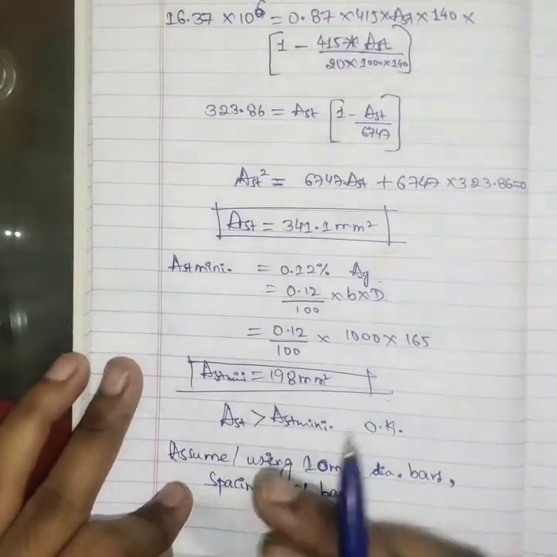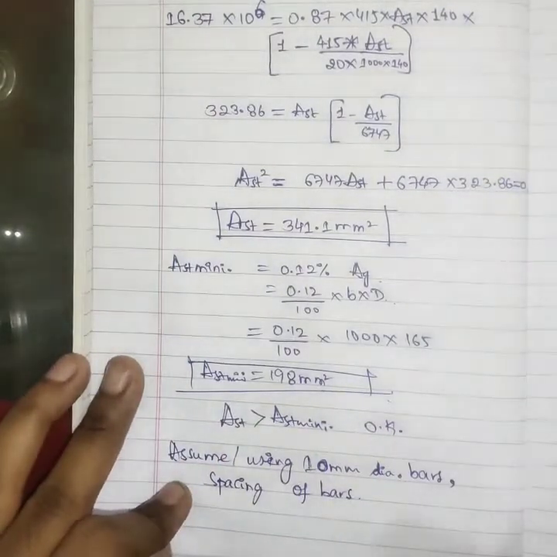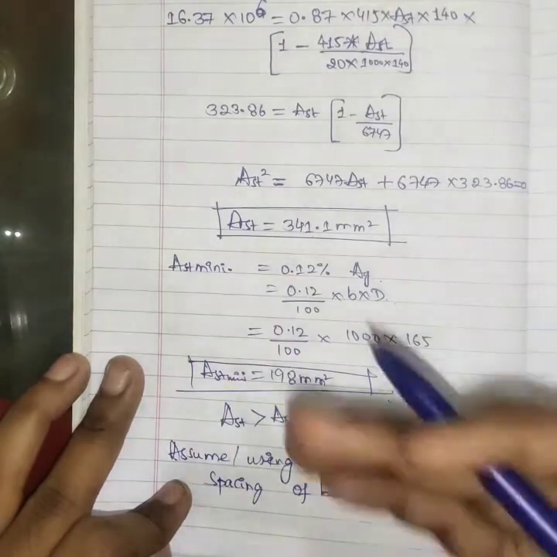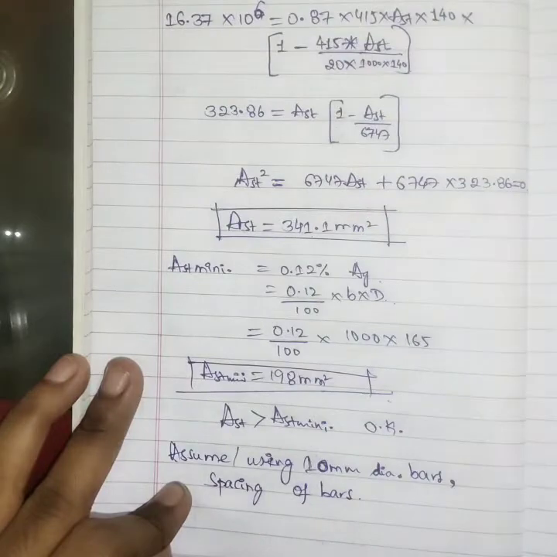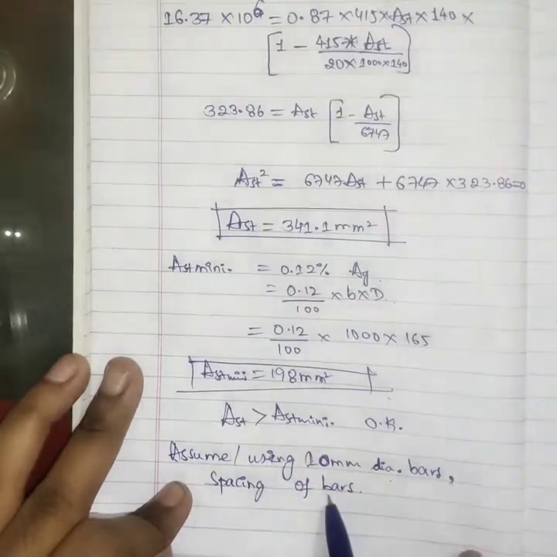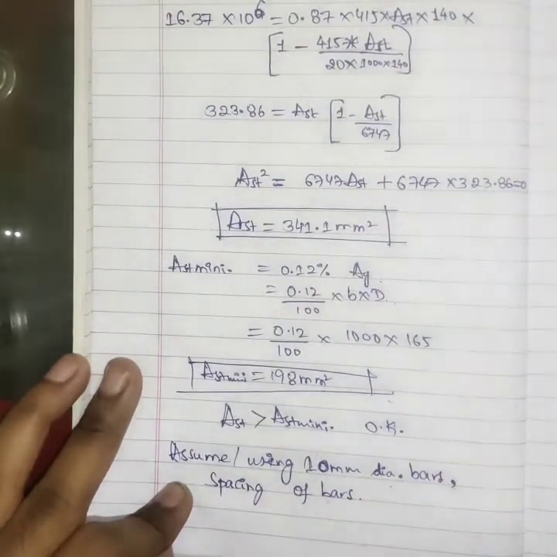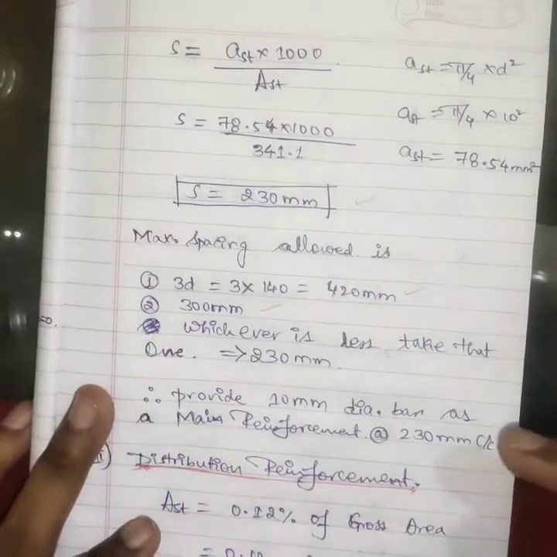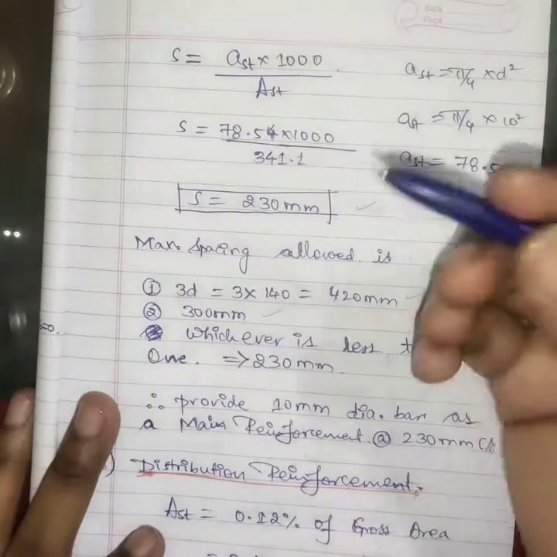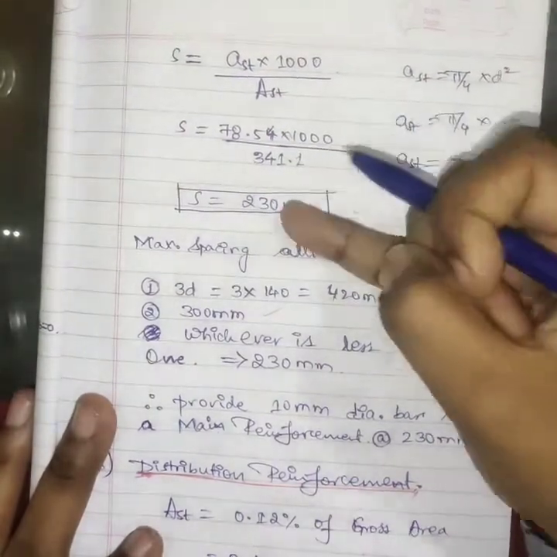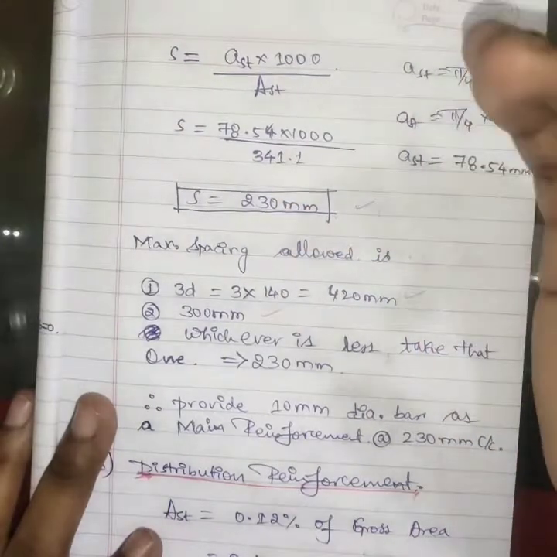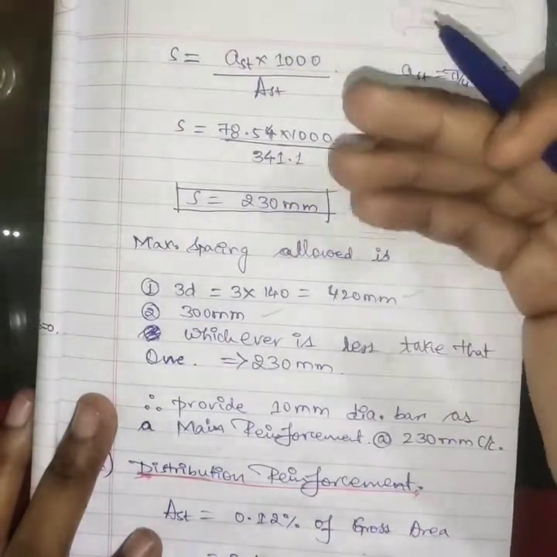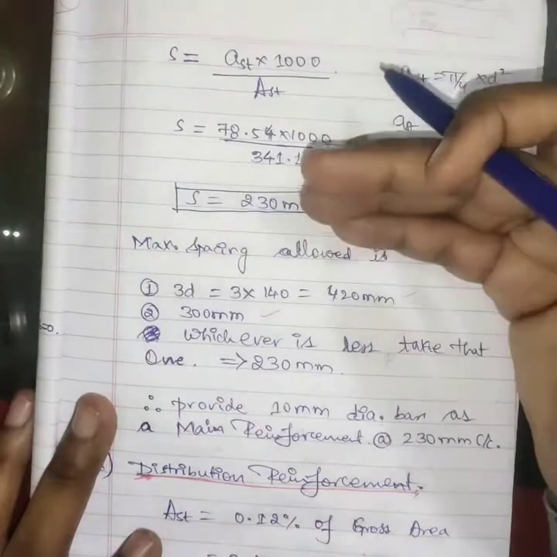Okay, assume the main bar we have to take always as 10 mm diameter bar, because for the tensile reinforcement we have to provide 10 mm diameter bar for the slab. So assume 10 mm diameter bar is used in this one. Now we got the diameter of the bar, we got the depth of the slab, and we need to see how much spacing is required for this tensile reinforcement.